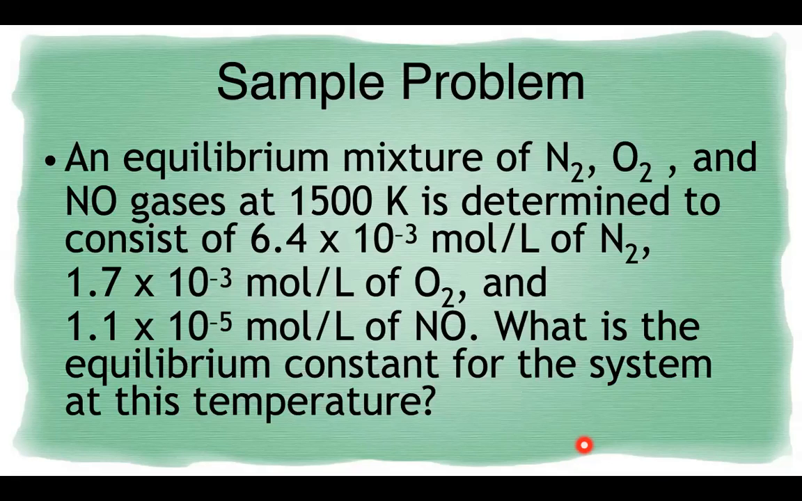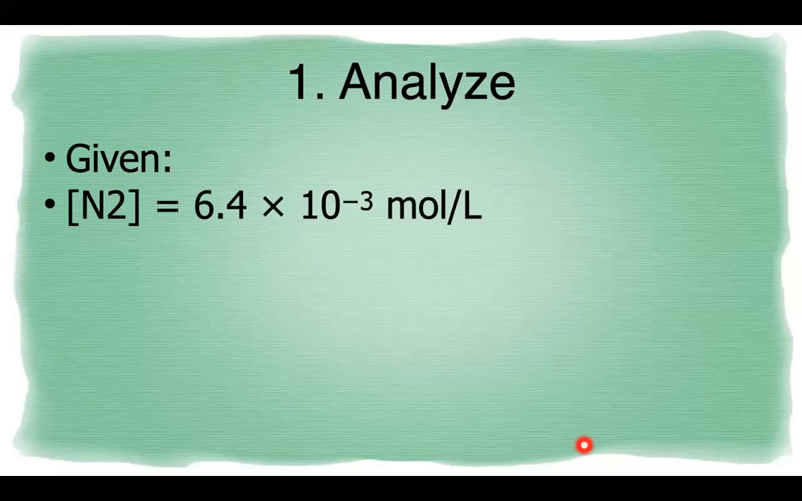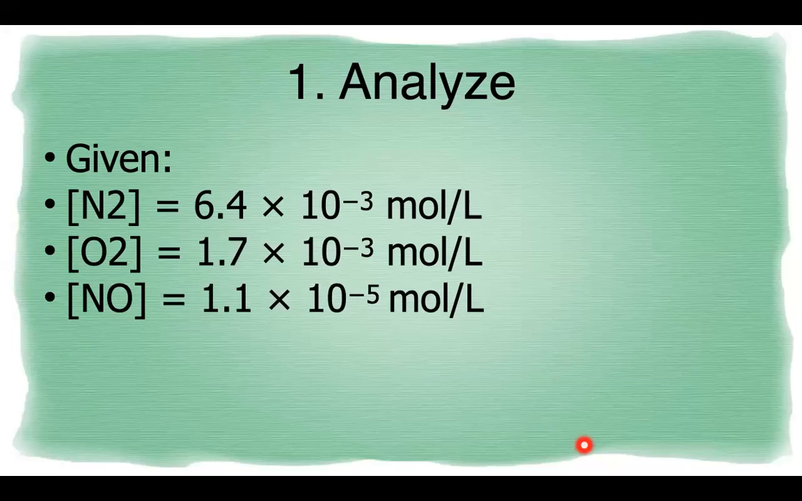So let's look at an example problem. An equilibrium mixture of N2, O2, and NO gases at 1500 K is determined to consist of 6.4 times 10 to the minus 3 moles per liter of nitrogen, 1.7 times 10 to the minus 3 moles per liter of oxygen, and 1.1 times 10 to the minus 5 moles per liter of nitrogen monoxide. What is the equilibrium constant for the system at this temperature? So we analyze what we're given and what we're asked to find. We're given the concentration in molarity of nitrogen gas, oxygen gas, and nitrogen monoxide. They've asked us to calculate K.